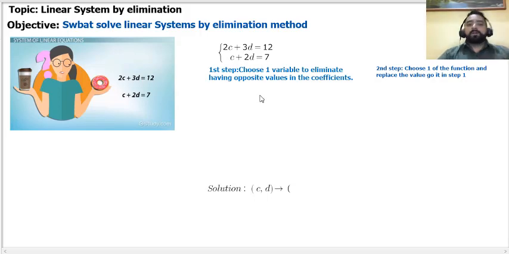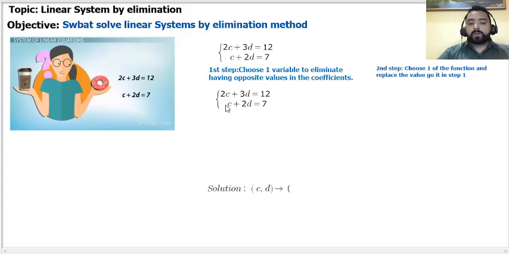So in this case, as you can see, we have 2c plus 3d equals 12 and c plus 2d equals 7. The first step is to choose what variable you want to eliminate. You can choose c or d, whatever you want. And then, when you have the idea of what variable you want to eliminate, we are going to try to get the opposite values.